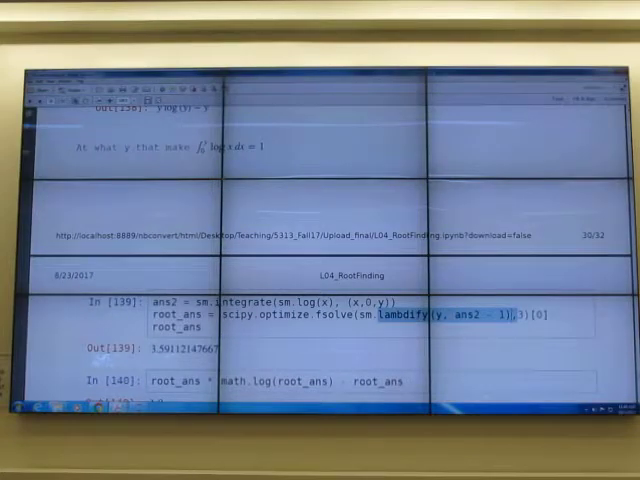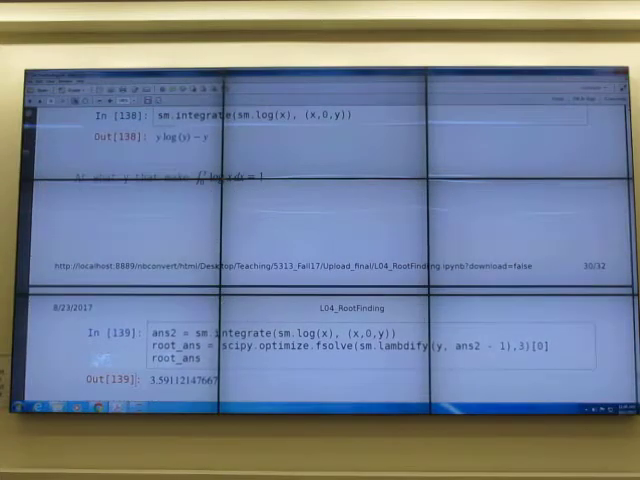So fsolve requires an initial guess, and my initial guess is 3. Then I take one of the answers, and I get 3.5. If I integrate from 0 to 3.5, 9, 1, 1, 2, 1, 4, 7, 6, 6, 7, I get the area under the curve of natural log x equal to 1. So this is how we mix them together.